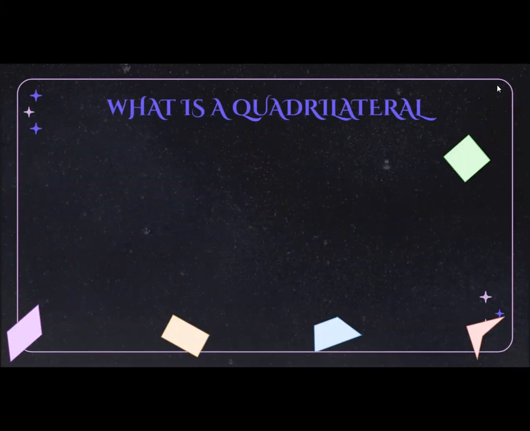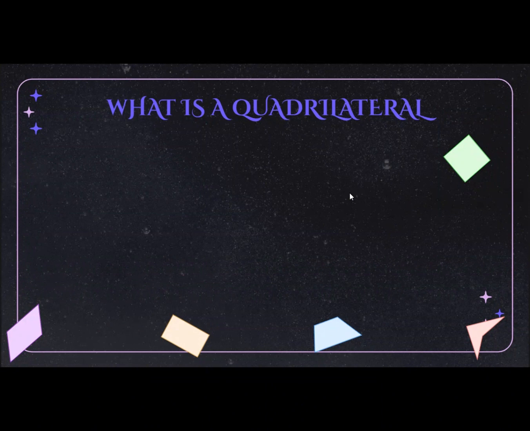As you can see on the screen, we have a bunch of quadrilaterals here. They're all different kinds. You might even see one here that's very funky. We're not going to go over this one, but it's called a concave quadrilateral because there is an angle right here that's basically going inward.